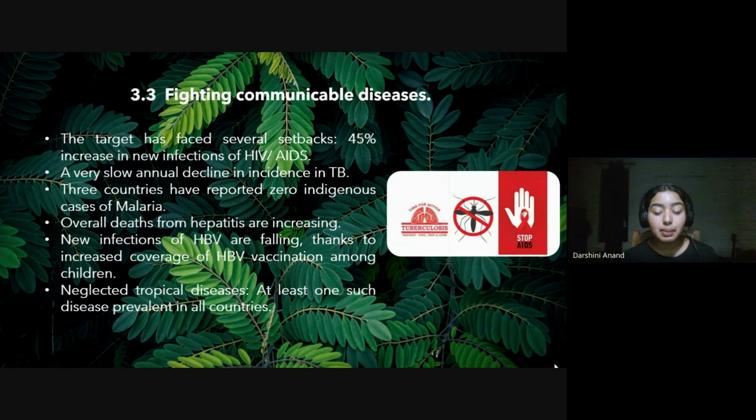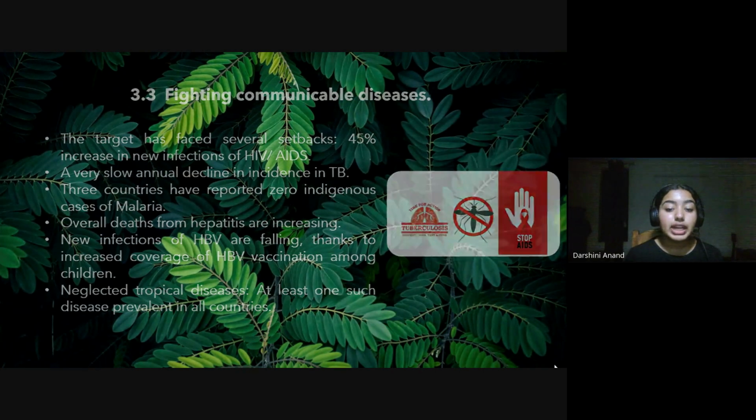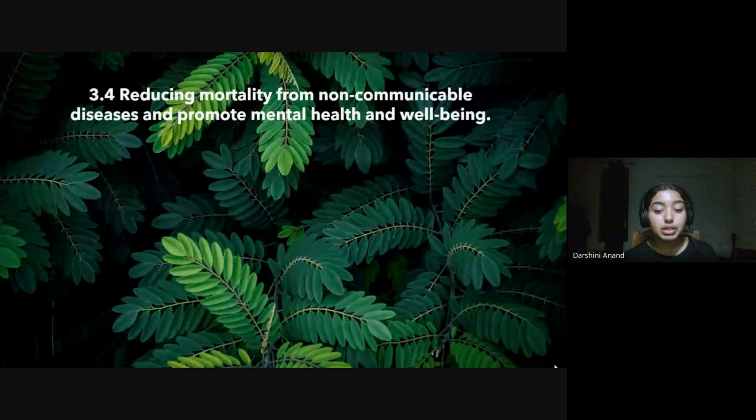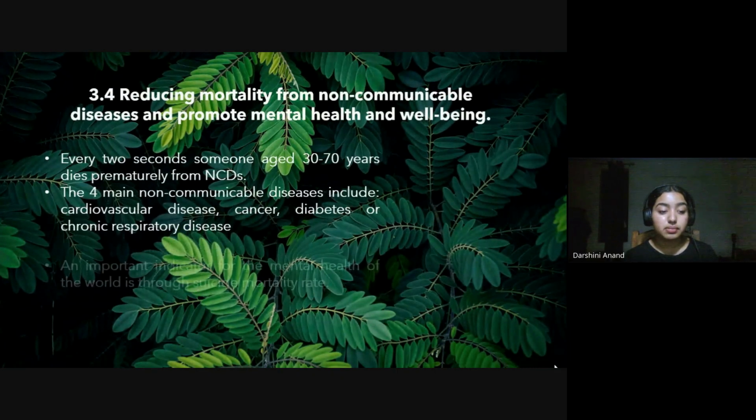Although overall deaths from hepatitis are increasing, new infections of HBV are falling thanks to increased coverage of HPV vaccination among children. Neglected tropical diseases are a major public health problem, with at least one such disease prevalent in all countries. Now I'd like to hand over to Gopika to elaborate on the other targets.